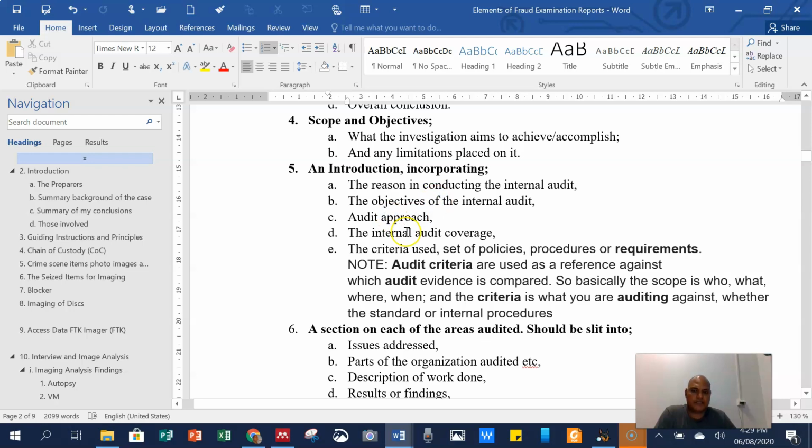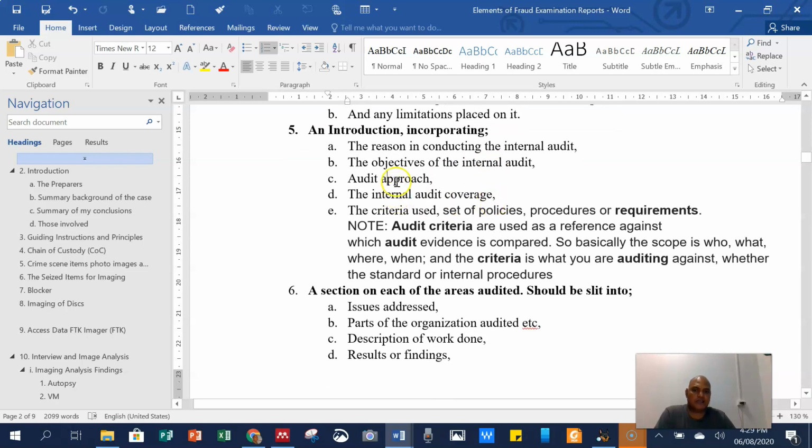So again, the audit approach. The audit approach is normally the way you are approaching the audit: the guidelines and the type of methods that you use to gather information, request access to information, and how you access it. These are the kinds of things that are covered under audit approach.